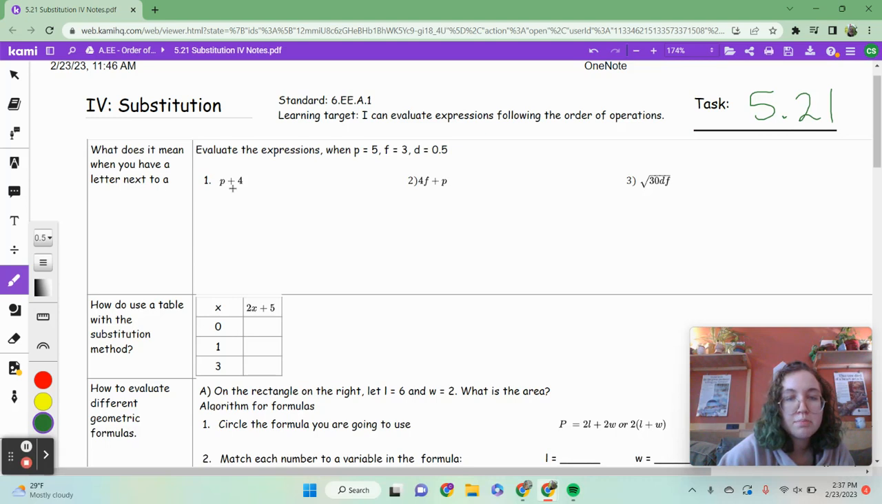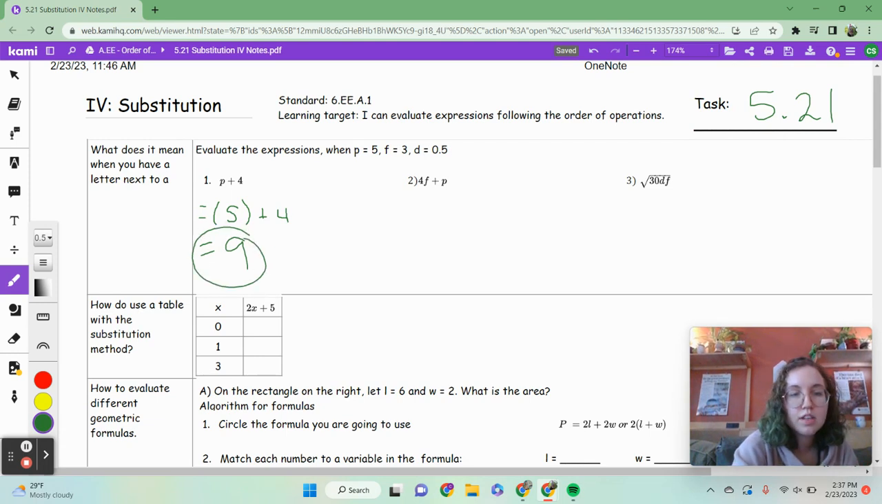If we have p plus 4, we know that our p is 5, so we can plug that in. I like to plug them in with parentheses, so that makes it clear what operation we are performing. And that'll come in handy in questions 2 and 3. So this just says 5 plus 4. And that gives me a 9, because that was just a level 1 problem.